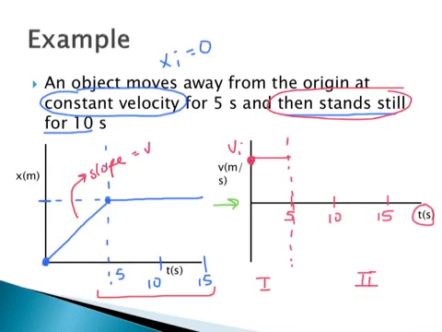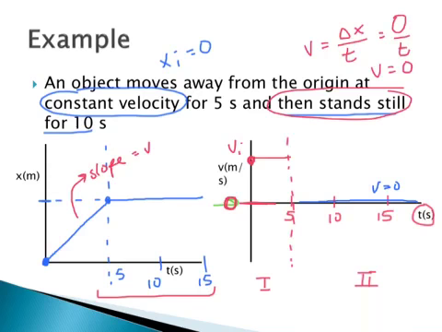Now once I get to 5 seconds, the object stands still. If you think of velocity, what does it mean to stand still? Your position is not changing. Velocity is defined as a change in position over time. So if delta x equals 0, then your velocity is going to equal 0. Now, where is 0 velocity on this graph? If you think of the x and y axes, your x-axis is always located where y is equal to 0. So along this line is where you have your 0 velocity. So I would represent this portion of the graph from 5 to 15 seconds at 0 velocity. I'm along that line because this right here represents v equals 0.